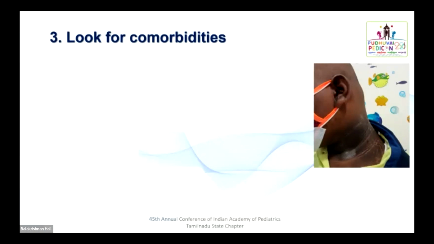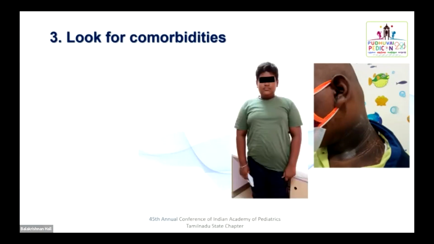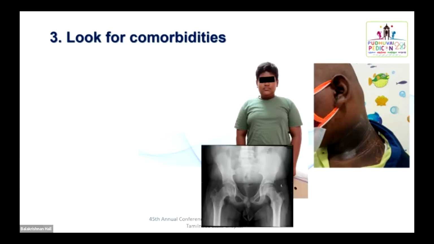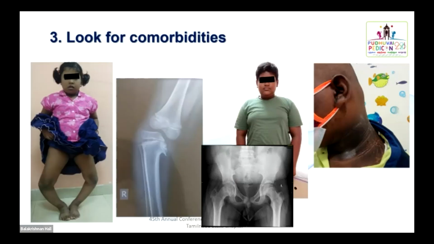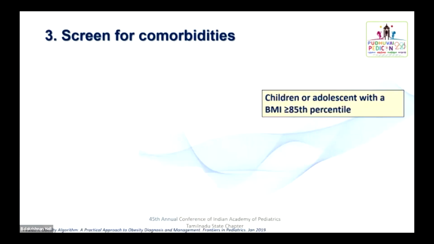See, this is acanthosis nigricans. This child came to me in the OP yesterday. He had lost almost 7 kg weight in the last 2 months just by following lifestyle interventions. So this is acanthosis nigricans. This child came limping and he turned out to have a slipped capital femoral epiphysis on the right side. And this child is one with Blount's disease. So all these comorbidities do exist with obesity.